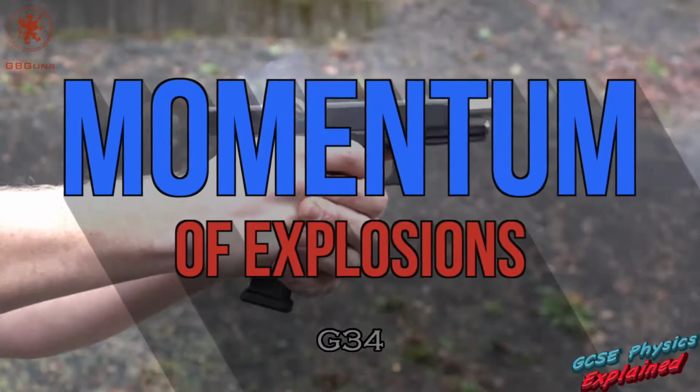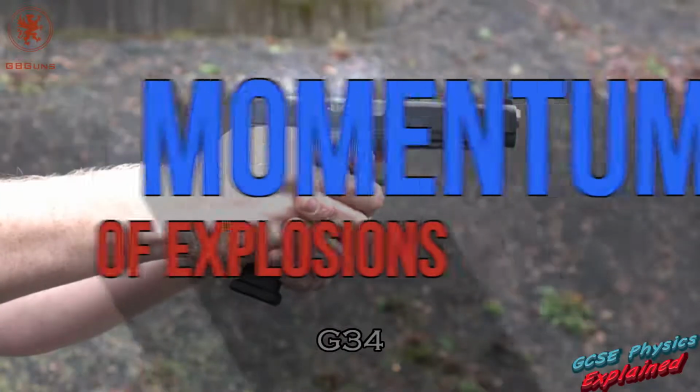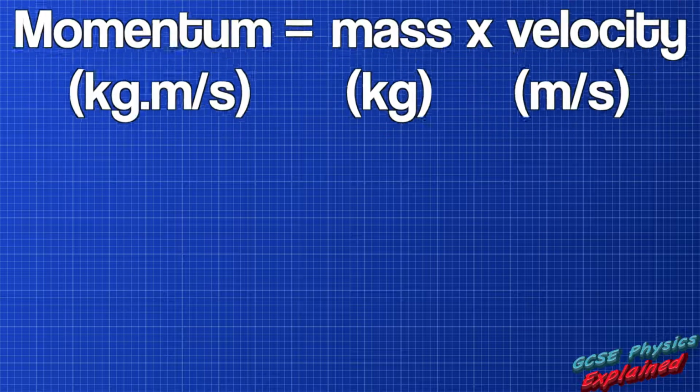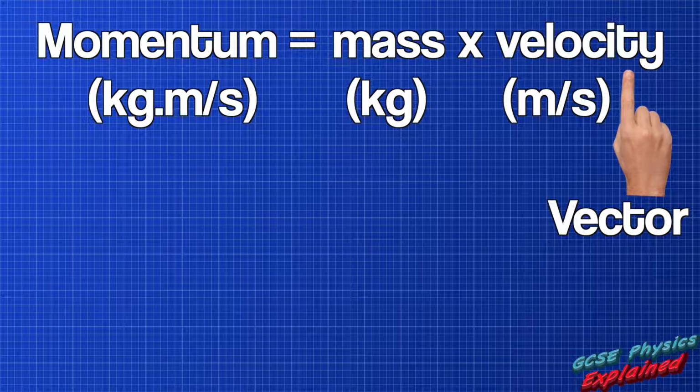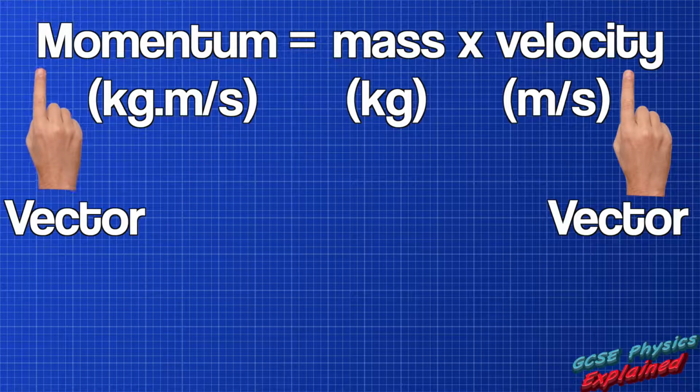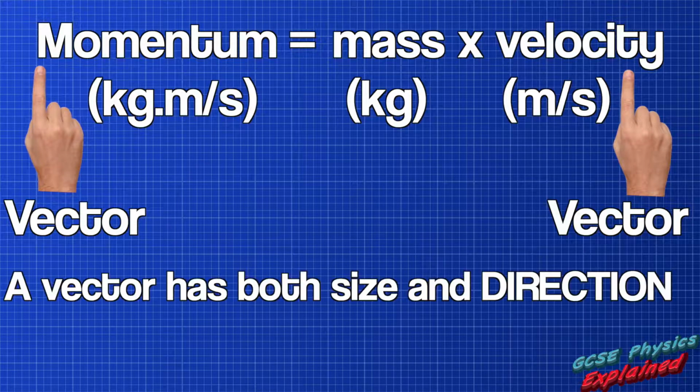Momentum of explosions. To work out the momentum of an object, you multiply its mass in kilograms by its velocity in meters per second. The units of momentum are kilogram meters per second. Because velocity is a vector and it's involved in the calculation of momentum, momentum will also be a vector. A vector has both size and direction.